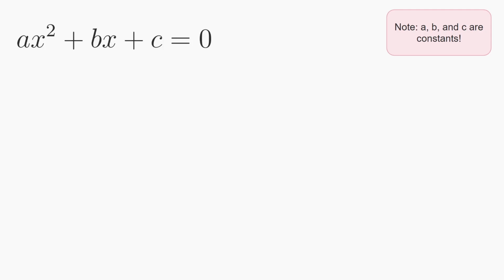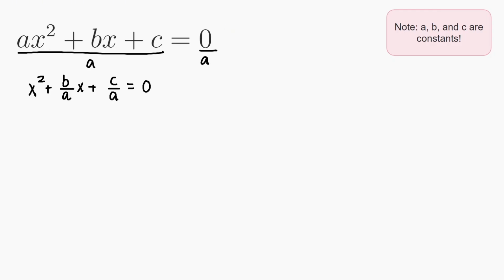Now, let's start with our proof. We start with ax squared plus bx plus c equals 0, where a, b, and c are constants. So we're going to start by dividing this entire thing by a. This gives us x squared plus b over ax plus c over a is equal to 0, because 0 divided by any constant will be 0.